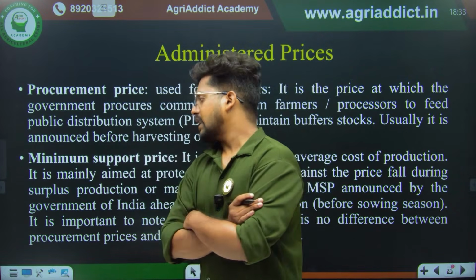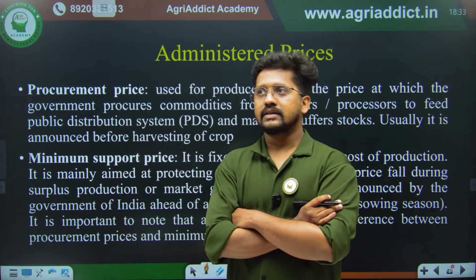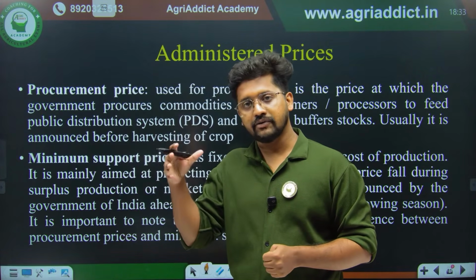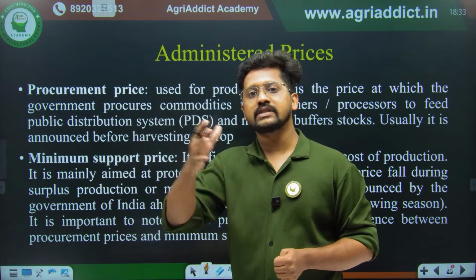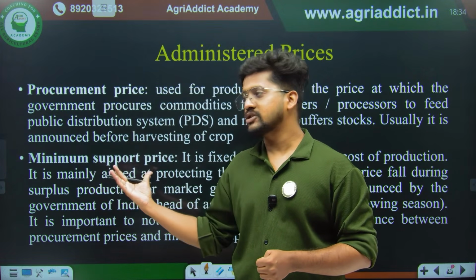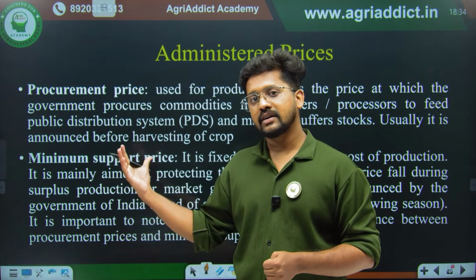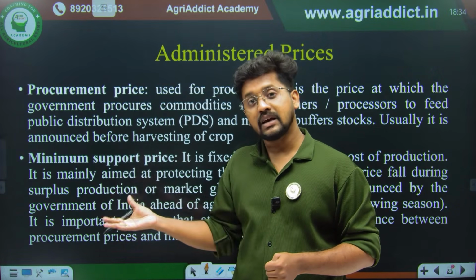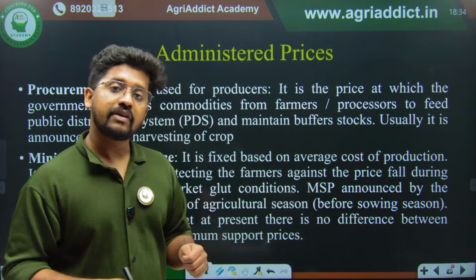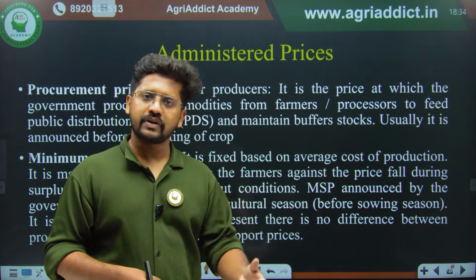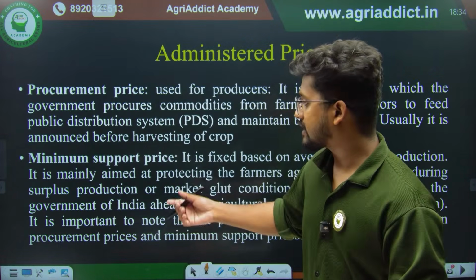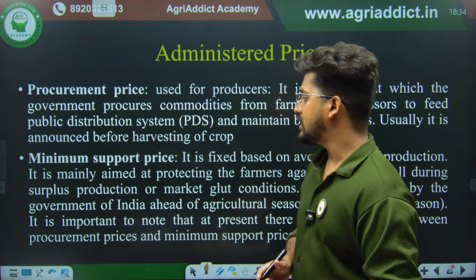So when it comes to the difference between the procurement price and minimum support price, in both the government is purchasing and giving some money, but procurement price is announced at the harvesting season. The minimum support price is announced before the sowing season. Before the sowing season, when the farmers are getting assurance, they will be confident to do the cultivation, or else they will shift the cultivation to some other crops, right? That's why the minimum support price is taken care of.